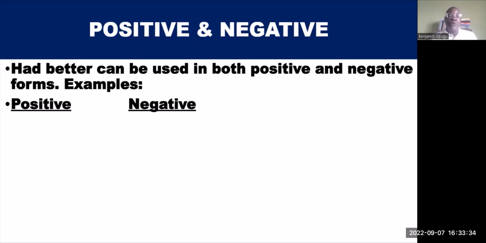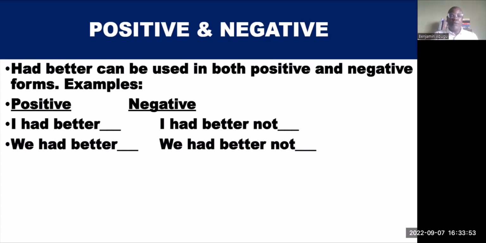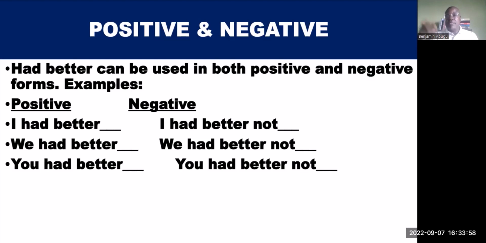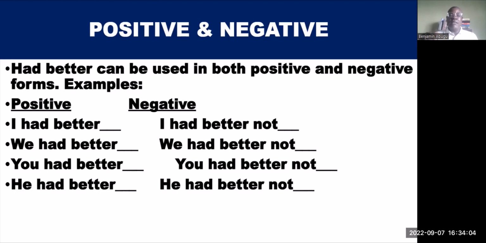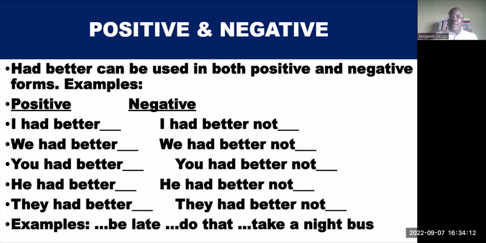For example, you have the positive and the negative. I had better, I had better not. You see, I had better take an umbrella. I had better not take an umbrella. The signs of the rain have gone. Okay. We had better not. So you only add not to make it negative. You had better not. Okay. He had better not. They had better not. Okay. And so on and so forth.